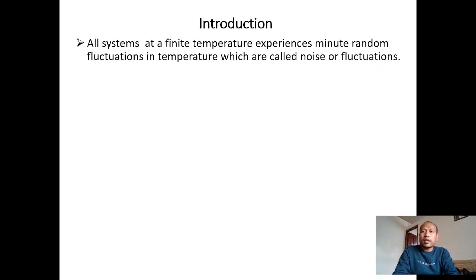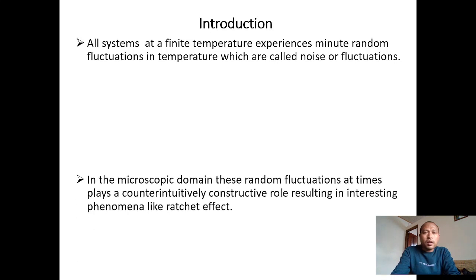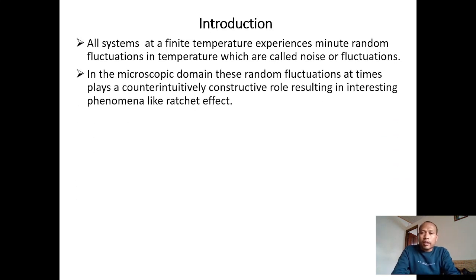All systems at a finite temperature experience minute random fluctuations in temperature, which are called noise or fluctuation. At the macroscopic level, these are negligible, but in the microscopic domain, these random fluctuations at times play a counterintuitively constructive role, resulting in interesting phenomena like the Ratchet effect.